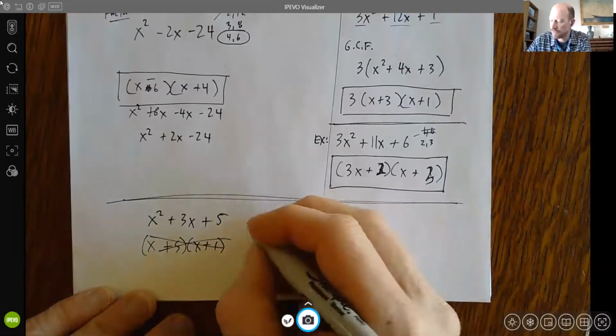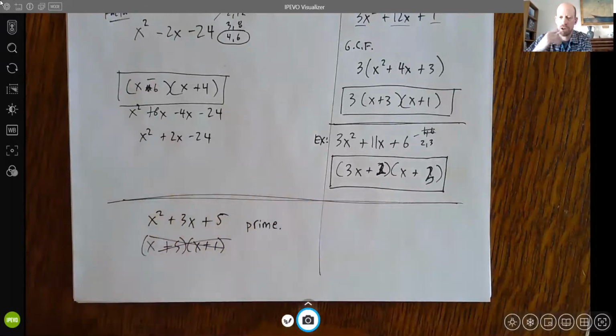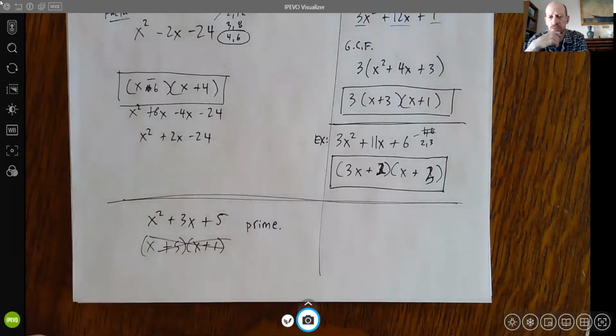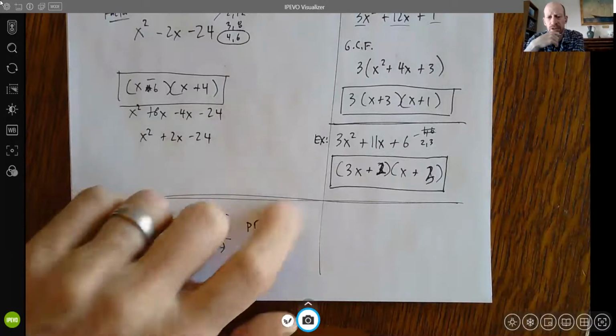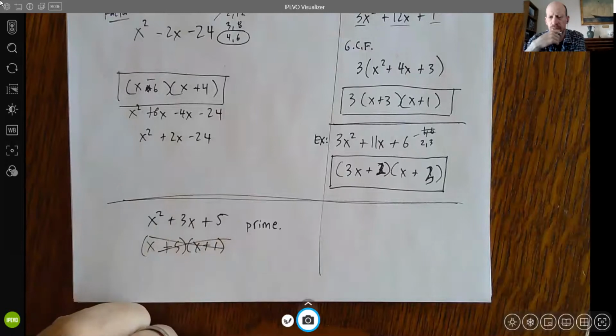And numbers that don't factor anymore, we call prime. So you will run into some prime polynomials, but don't jump to that. You got to make sure you've really tried all the possibilities before you can determine that it's prime.